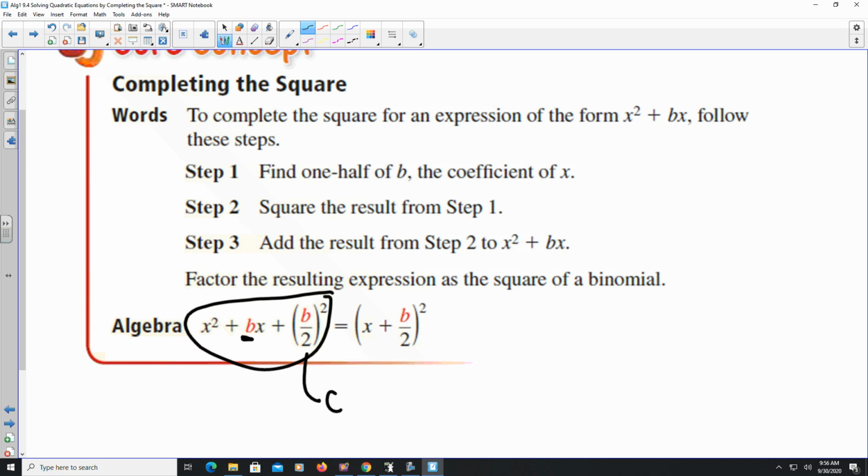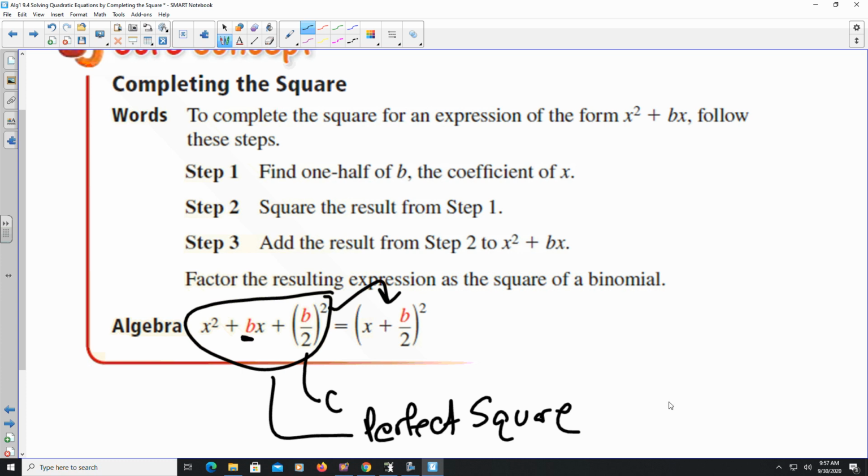What this does is create a perfect square trinomial, which means you can rewrite it as the square of a binomial. So this can be switched to x plus b over 2 quantity squared, and that will help us determine the x-intercepts during the process of solving these equations.